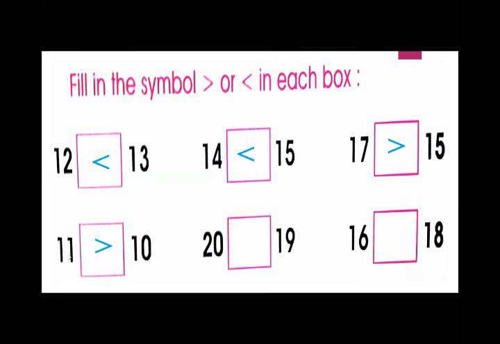Where the number is greater, the crocodile mouth is open there. As you see here, 13 is bigger, so the crocodile mouth is open here. 15 is greater, the crocodile mouth is open here. Same as the next numbers, 20 and 19. We put the sign greater than, because 20 is greater than 19. 19 is one less than 20. So we put the sign here: 20 greater than 19.